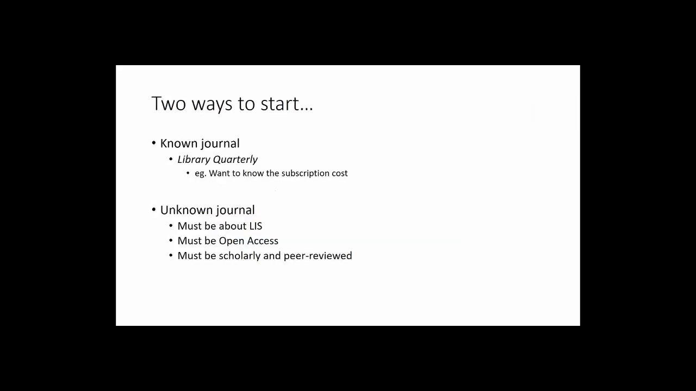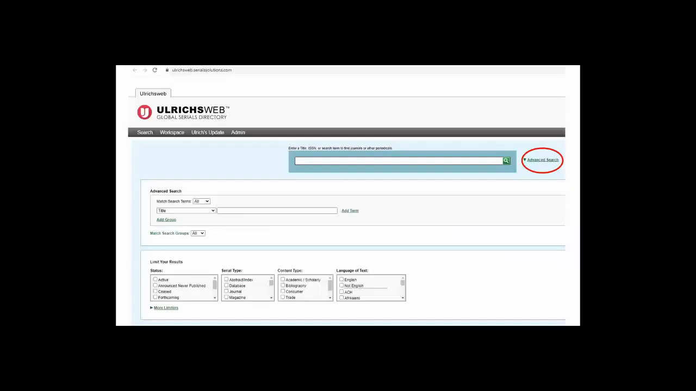So usually when you open Ulrich's, it's under one of 2 circumstances. You either have a journal title or ISSN and you want more information on it, or you have a list of things you're looking for and you're trying to find a journal that fulfills all those things. So this is what the search page looks like for Ulrich's. Originally, you won't have these limiters showing here, so to do that, you just click Advanced Search.